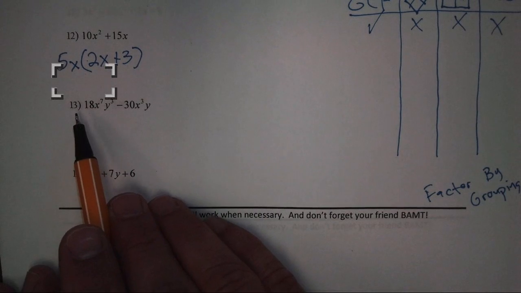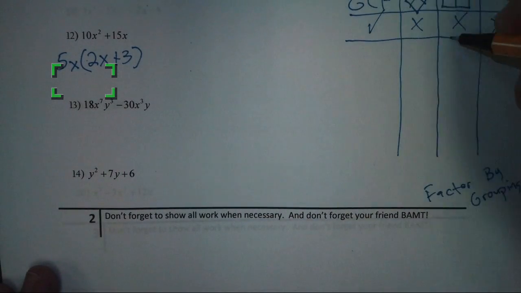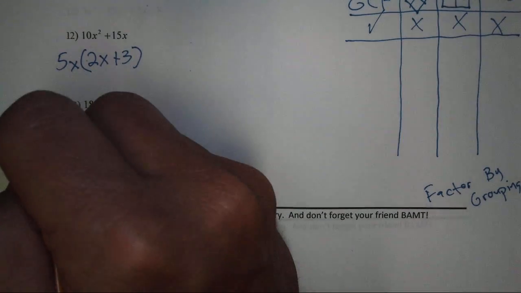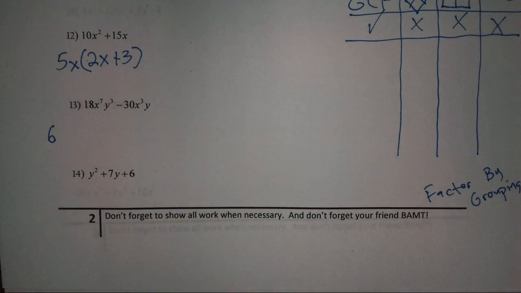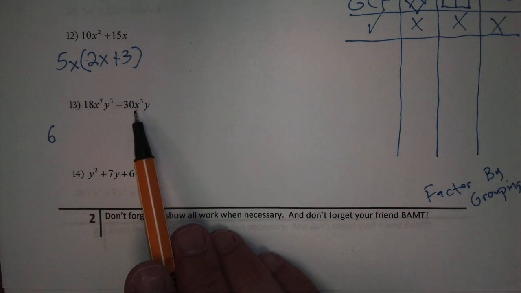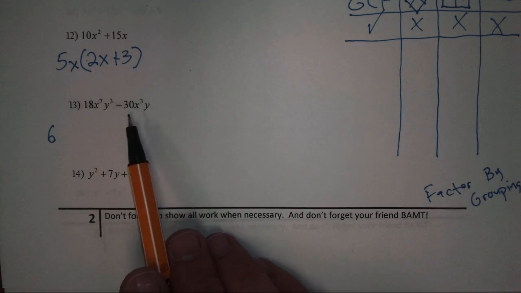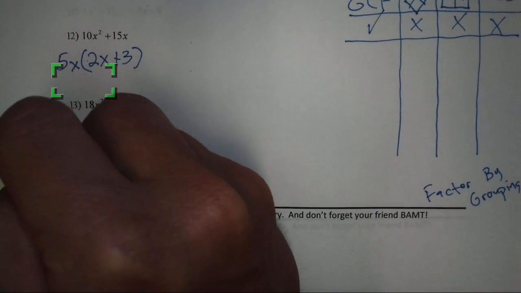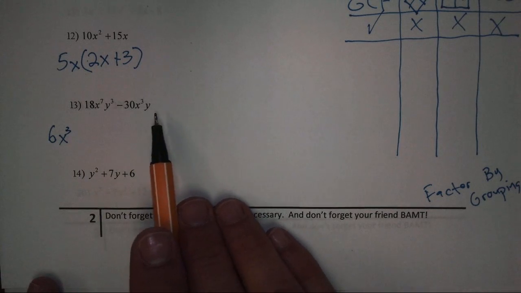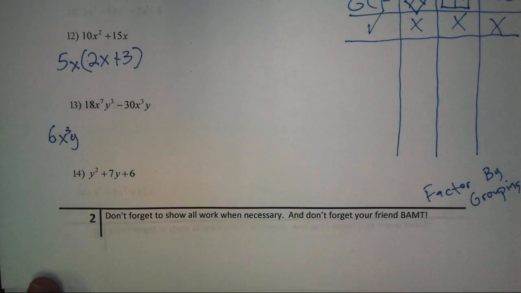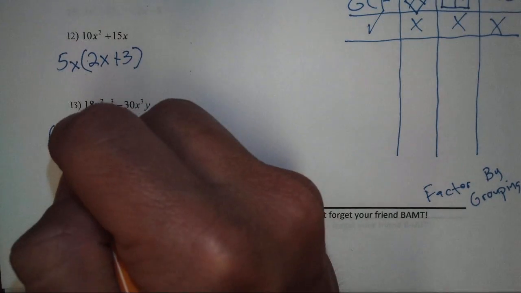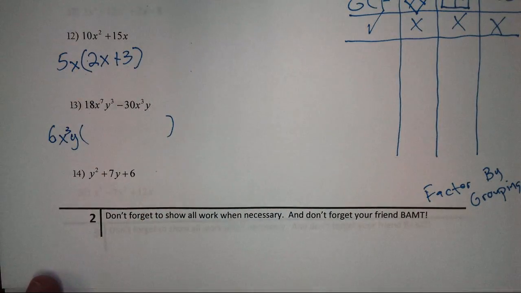All right, on to 13. First thing we look for is GCF. Have one. 18 and 30. Biggest thing that will go into 18 and 30 is a 6. Then I look at variables. This has 7 x's, this has 3 x's. So the most that they have in common is 3 x's. So I pull it out. Then I go to the y's. This has 3 y's, this has 1 y, so I pull out 1 because that's the most they have in common.